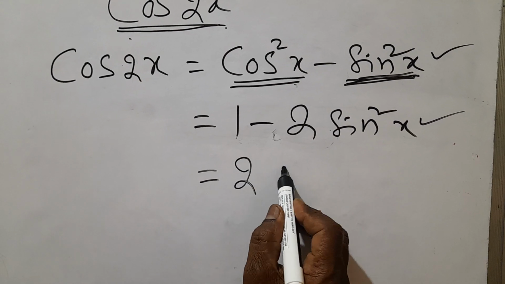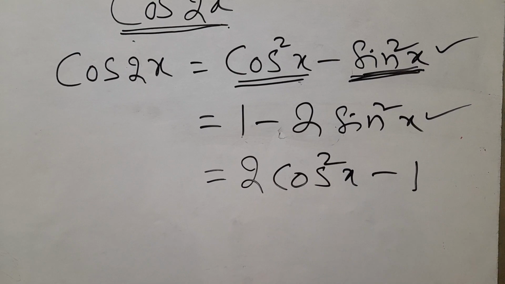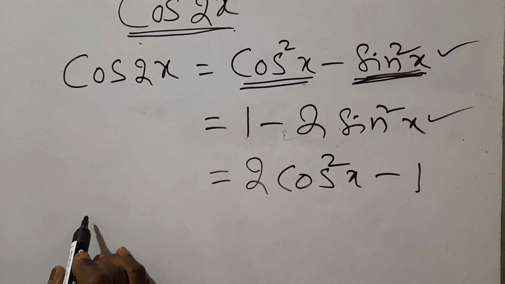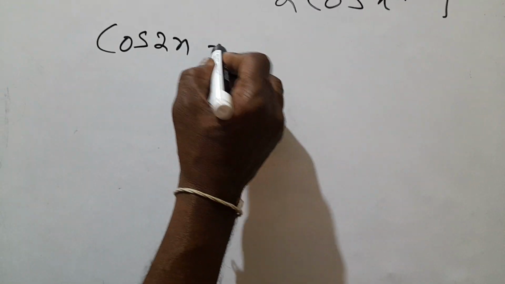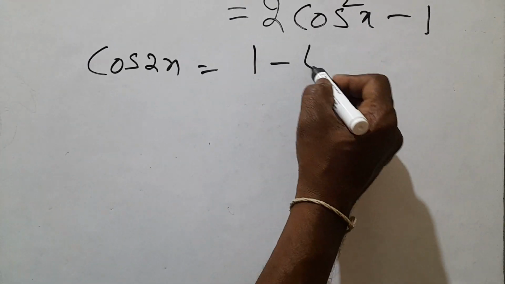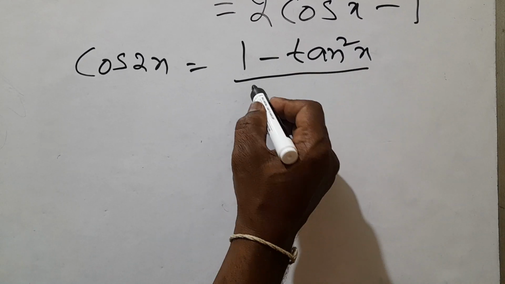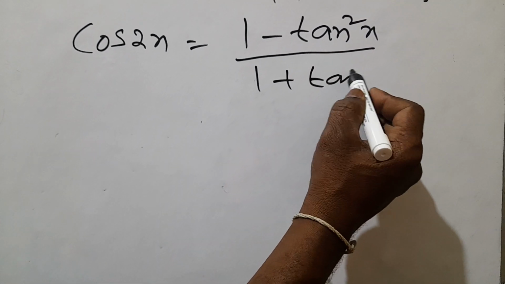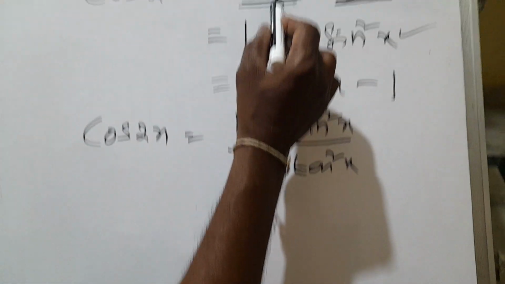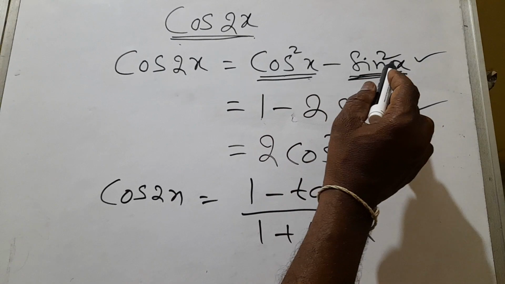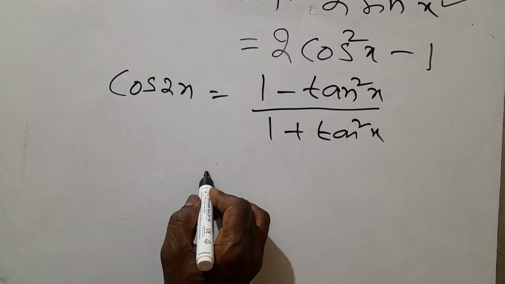We derived the third one, 2 cos square x minus 1. Now let us see the fourth one, that is cos 2x is equal to 1 minus tan square x upon 1 plus tan square x. Let us see how to derive this. From the basic, cos square x minus sin square x only, we are deriving this. This is a little interesting, see carefully.